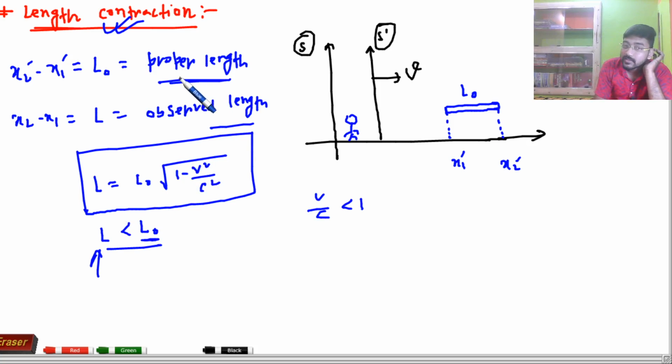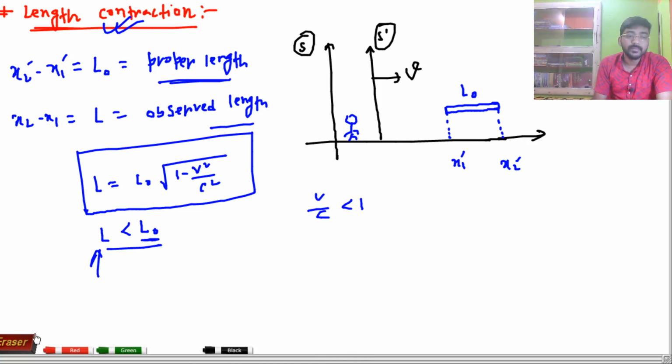And proper length is which length? When the observer and the object are in the same frame, then he measures the coordinates or the length of the rod, and that length is the proper length. So you have to understand what is proper length and what is observed length. Observed length is measured from another inertial frame. But proper length is measured from the same frame where the object is present, or you can say the rest frame of this object. Okay, so this is the length contraction.